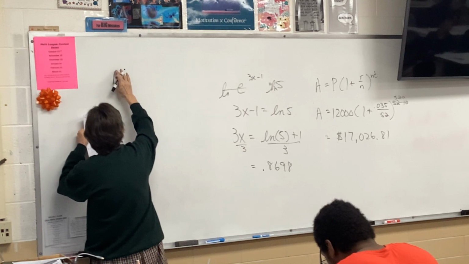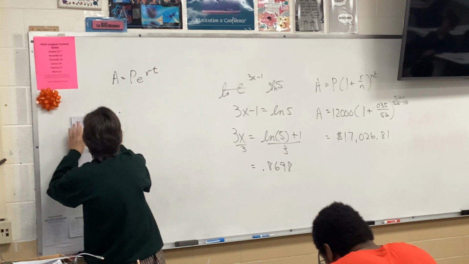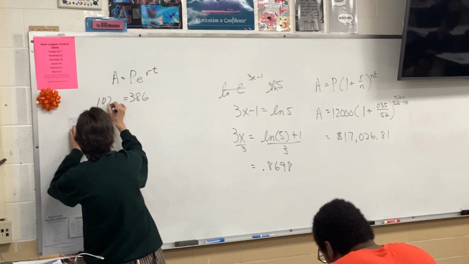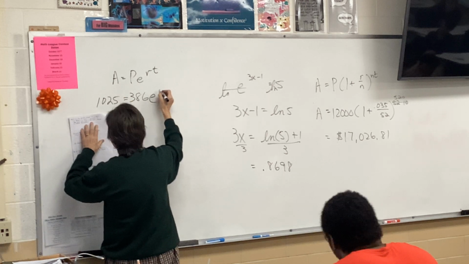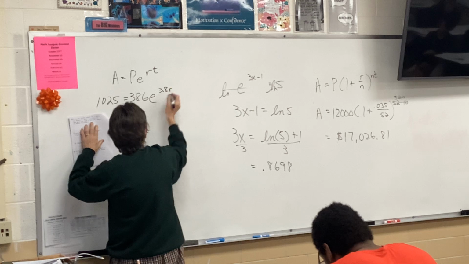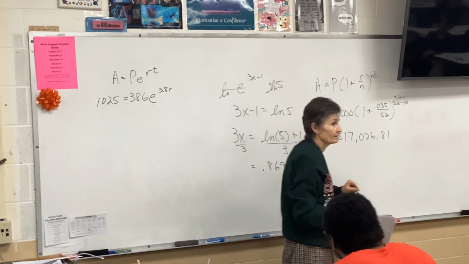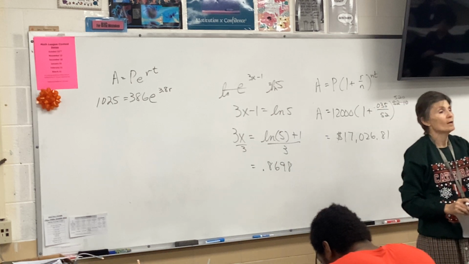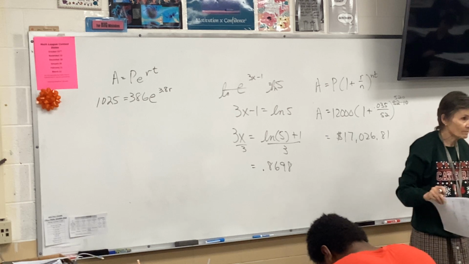All right, so here we go. We want to start with 386, we want to end up with 1025. Don't know what r is, but we're waiting 3.8 hours. Now, kids, is that 3.8%? No. So don't change it. We only change percentages. Otherwise, just leave it alone.